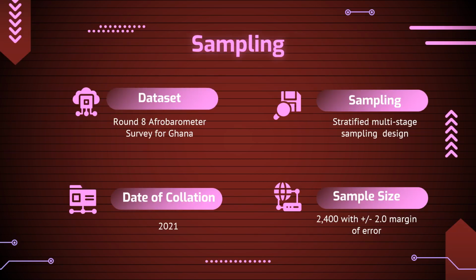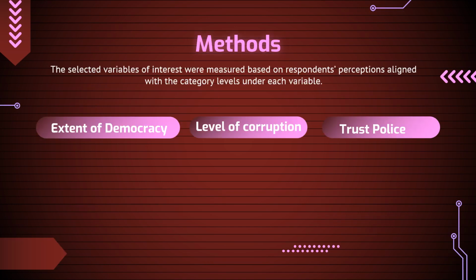Sampling. The dataset used in this study is the Round 8 Afrobarometer survey for Ghana. The sampling method used is a stratified multi-stage sampling design. The data was collected in 2021 with a sample size of 2,400 and a plus or minus 2.0 margin of error. The method used to measure the selected variables of interest was based on questions presented to respondents and their perception, which align with the category levels under each variable.